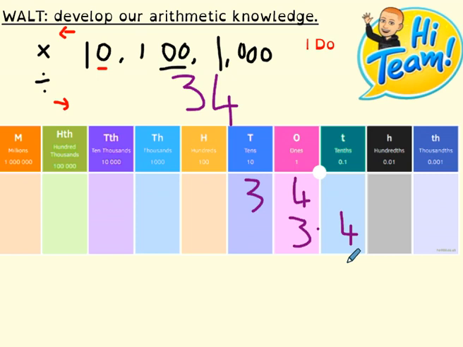If I was dividing it by 100, I'd move my digits 2 places. So the 3 would move 2 places, the 4 would move 2 places. And because I've got 0.34, I would always put a 0 in there to hold the place, 0.34. If I was dividing it by 1,000, the digits would all move 1 further place to the right, and it would be 0.034. So that's a recap of dividing by 10, 100, and 1,000, as well as multiplying by 10, 100, and 1,000.